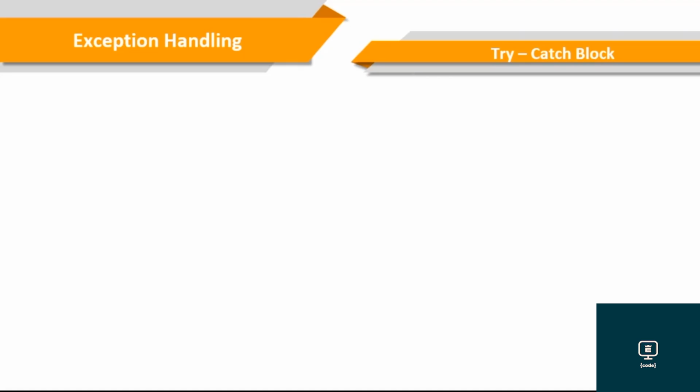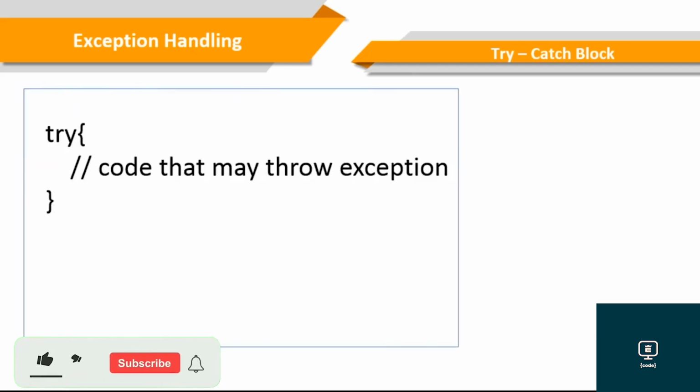Try-catch block. So if we want to handle the exception ourselves, we can use a try-catch block. In Java, a try block is used to enclose the code that may throw an exception. So a try block consists of a set of executable statements. During the execution of these statements, exceptions can be thrown. Now, a method that may throw an exception can also be enclosed by the try block.